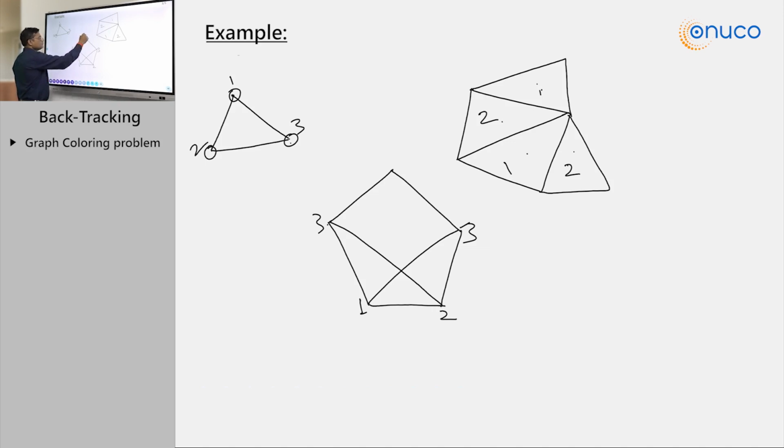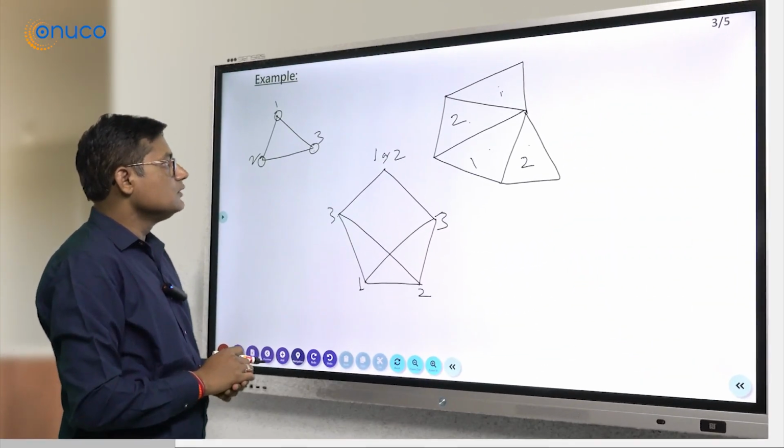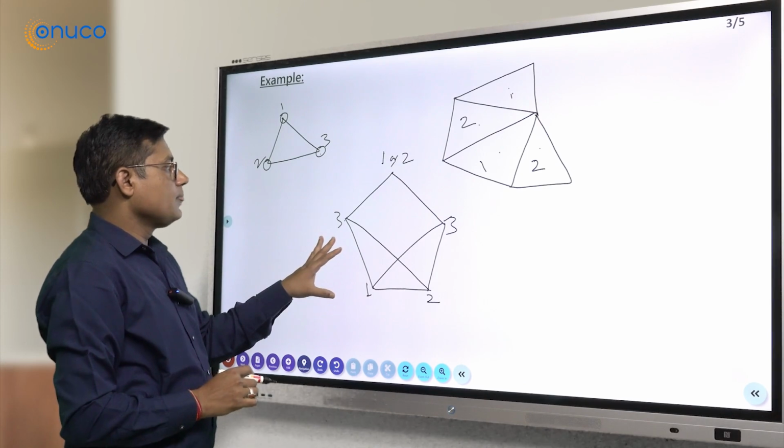Now come to this particular vertex. Since it is not connected with 1 and 2, it is connected only with color 3, you can use either 1 or 2 here. Any color can be used. So based on this graph, how many colors can we use? 3 different colors to perform the task.